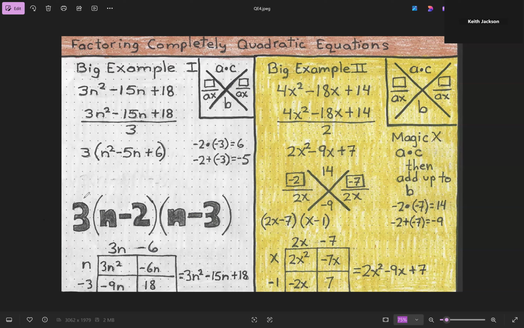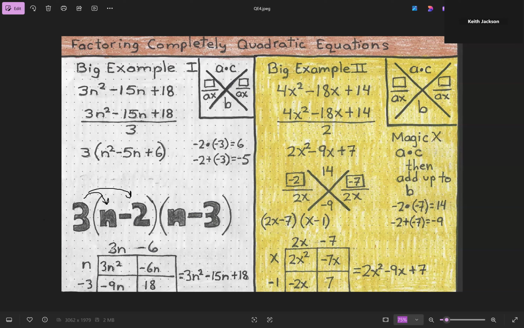And so we're just going to distribute this 3 inside the parentheses that you see just like this. We're going to do this and we're going to do that. And when we do that, we'll get 3n that you see here, because 3 times n will give us a 3n, and 3 times a negative 2 will give us a negative 6, just like you see right here. And we're just going to leave the n minus 3 as is when we perform our box method procedure. And so we have 3n minus 6 on top, and we have n minus 3 on the side.